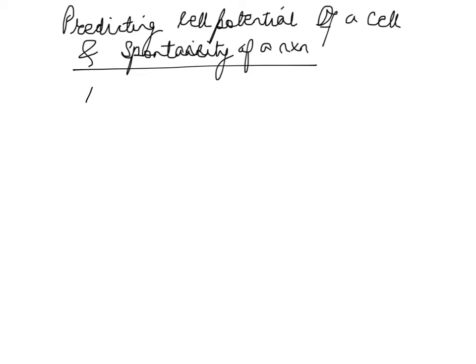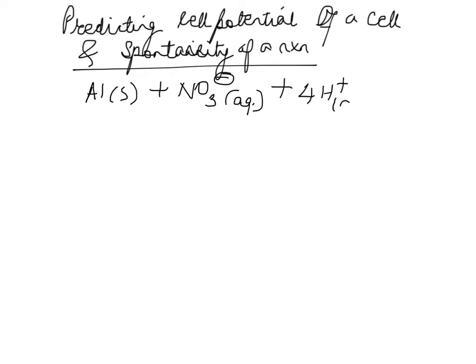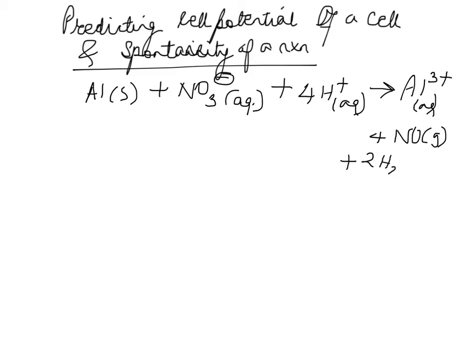The equation looks like aluminum solid is reacted with nitrate, NO3 negative, which is in aqueous phase, and this is all in acidic media, so that will be a proton in aqueous. That gives you Al3 plus. We have NO, that's gaseous, and we have water.